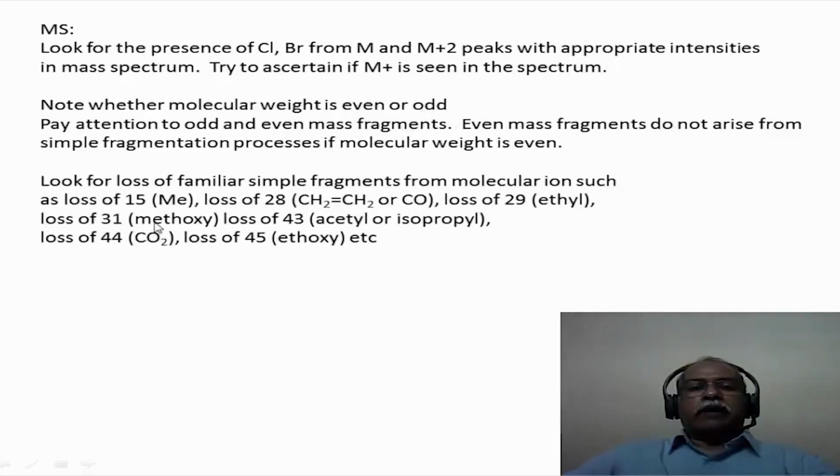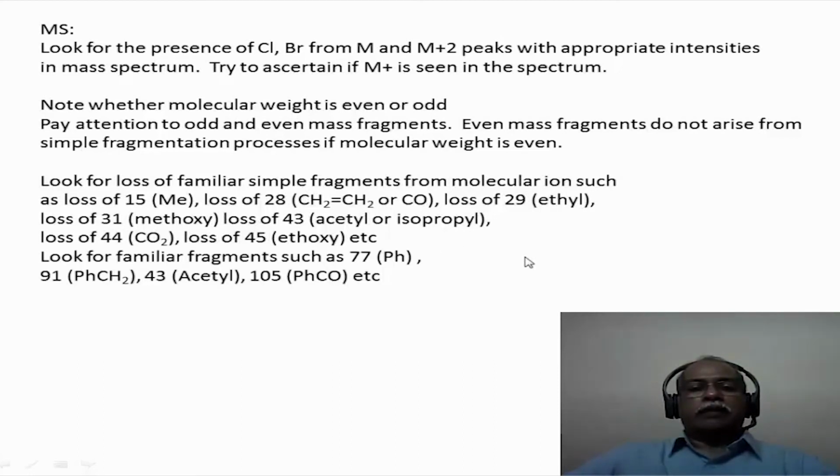And look for familiar fragmentations from the molecular ion. For example, a loss of 15 would correspond to methyl, a loss of 28 would correspond to either a loss of ethylene or CO, a loss of 29 would correspond to an ethyl group, a loss of 31 would be a methoxy, and so on. So these are losses which are easy to identify from the molecular ion peak for simple compounds. Look for familiar fragments also.